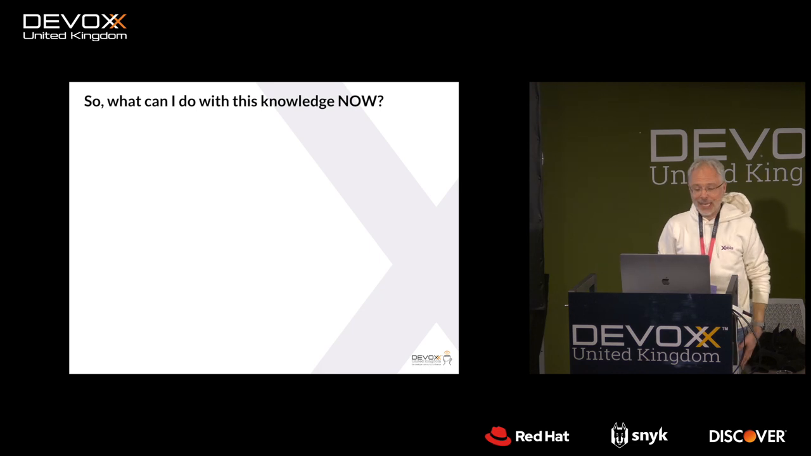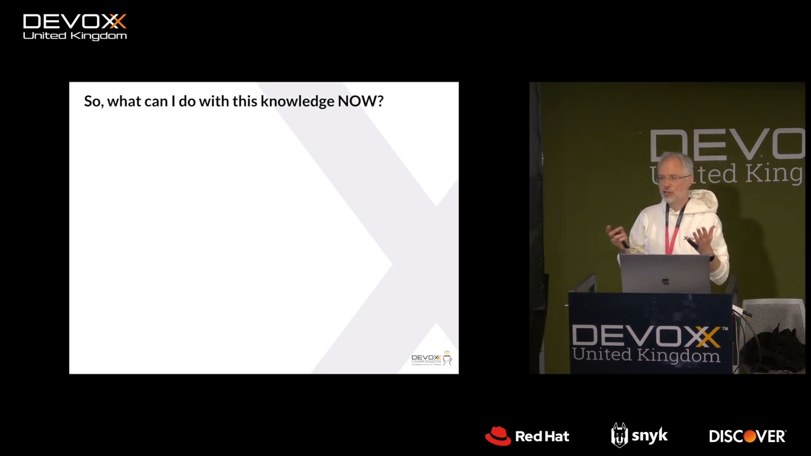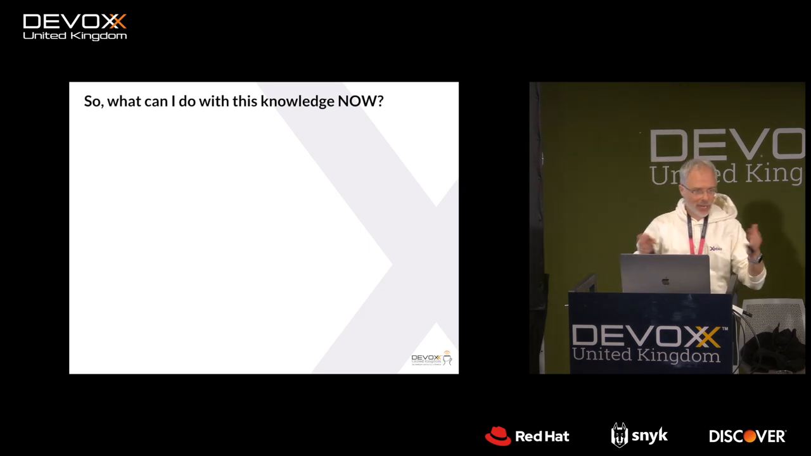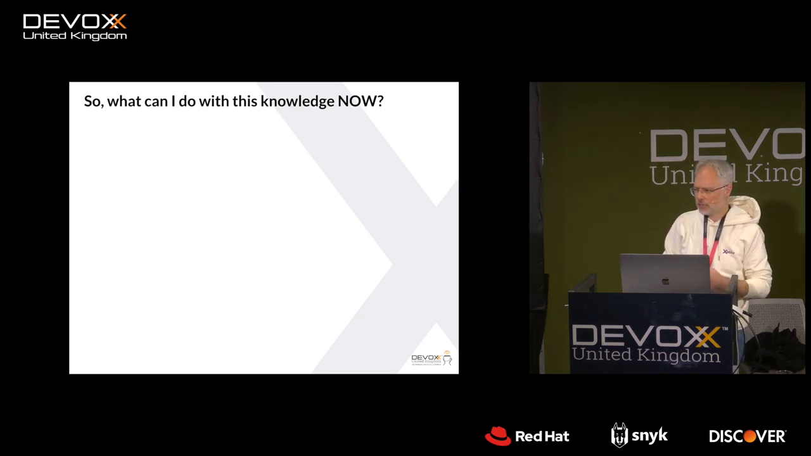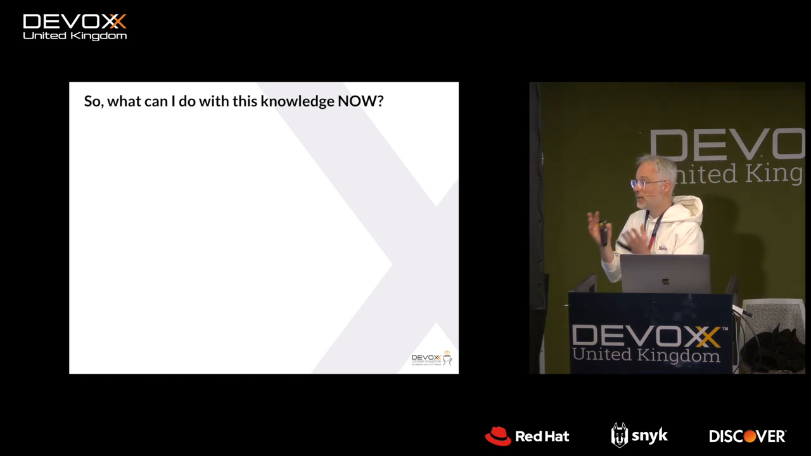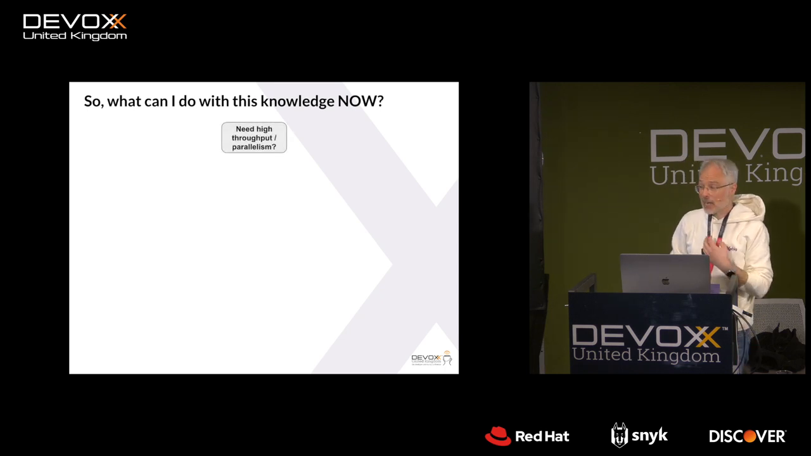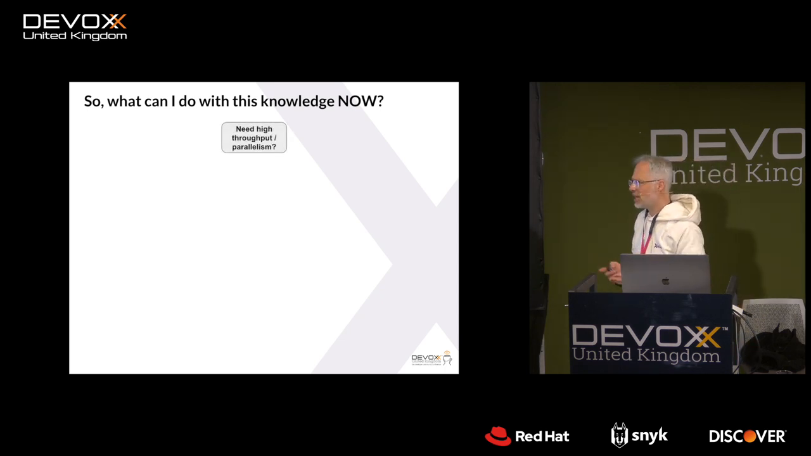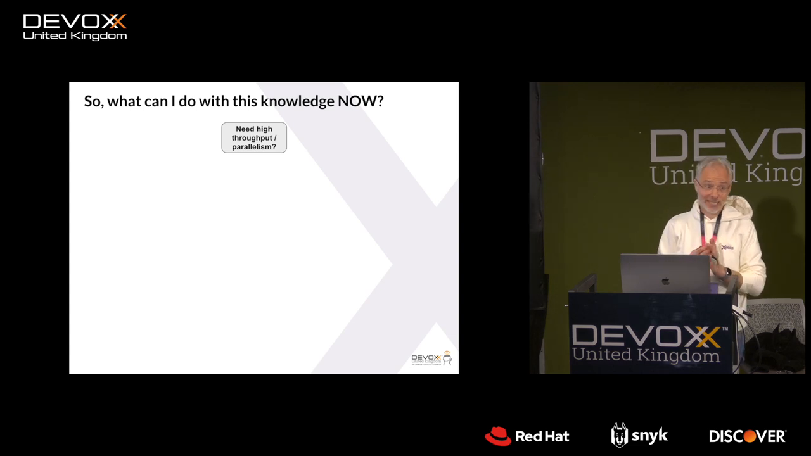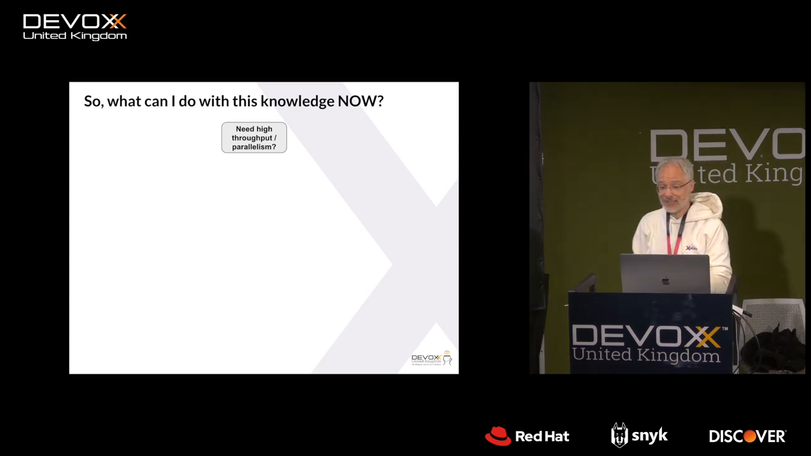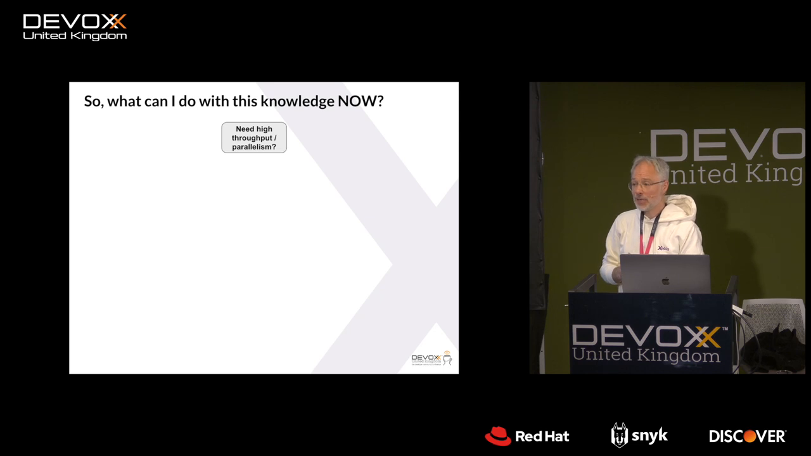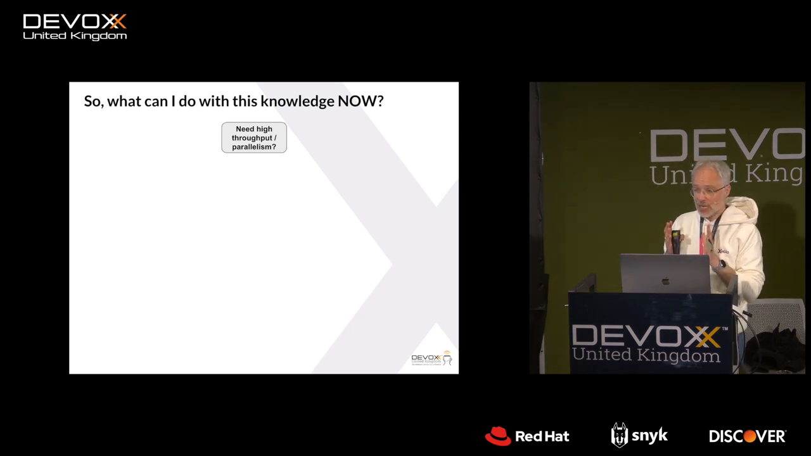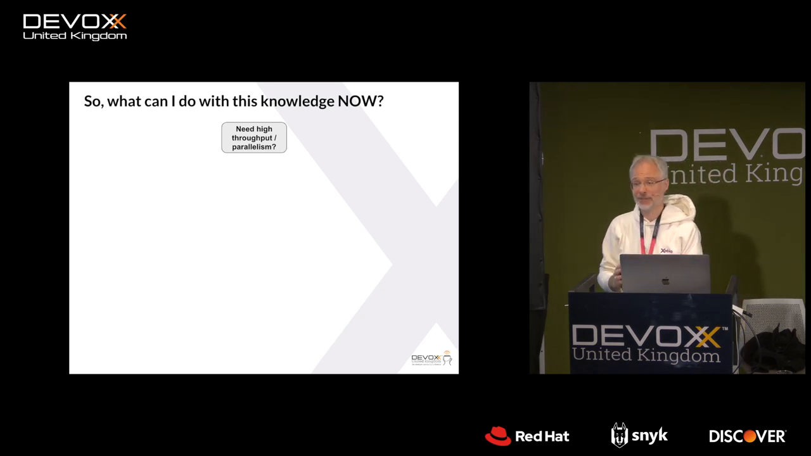Okay, so we have 5 minutes left. What can you do with this knowledge now? Certain pieces are still in incubator, they're not yet final. It still takes a while till the end of the year. Maybe you have to make a decision today on a framework. You have to choose. The way I address this is actually with quite a simple chart. The first question I always ask myself is, do I really need high throughput? Do I need a framework that supports high throughput and parallelism? Is this a business driver?